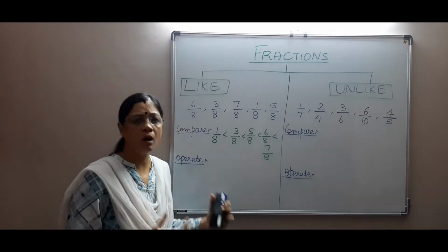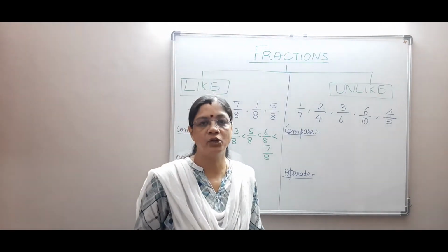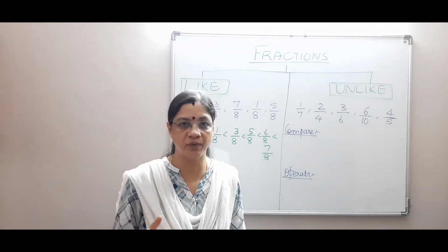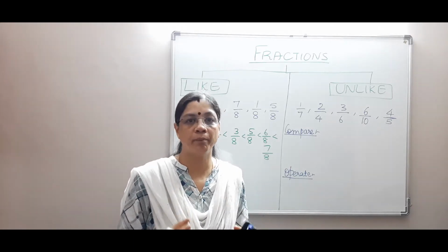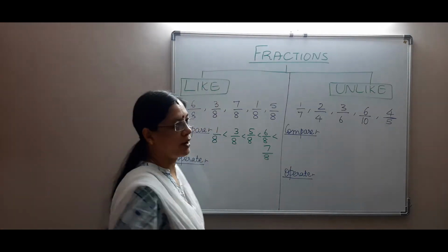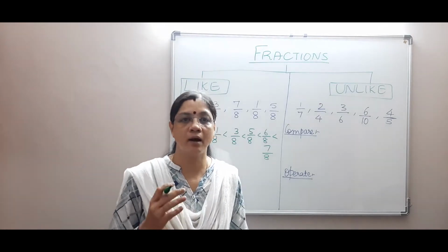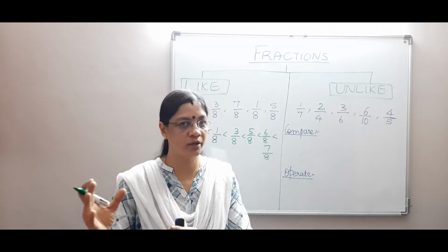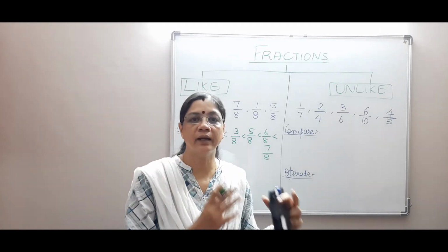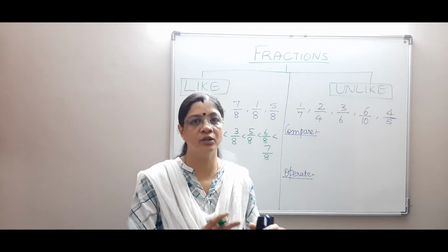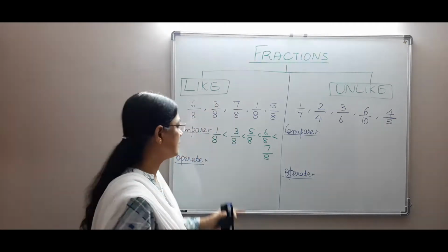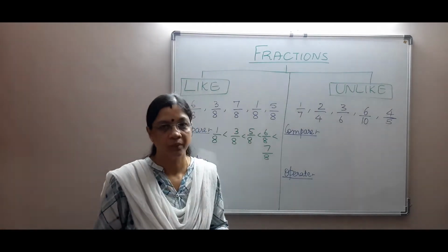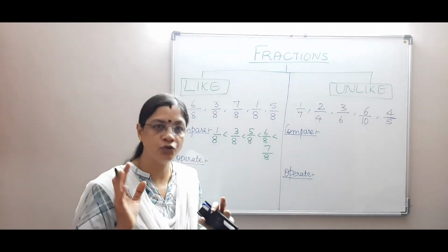Now, how do we operate? The operations are addition, subtraction, multiplication and division. These are the operations we have seen, and all of them can be done with fractions. Like fractions are easier for us to add and subtract. Multiplication and division are separate. So we'll start with addition and subtraction. It is very easy to add and subtract like fractions because the denominator is the same. You just add the numerators.